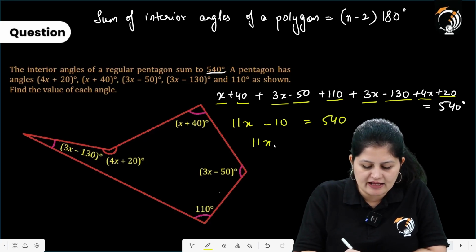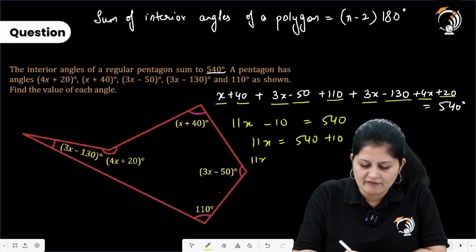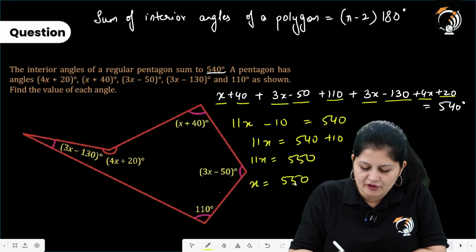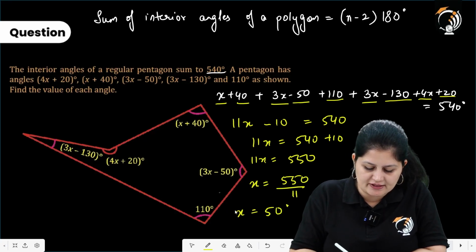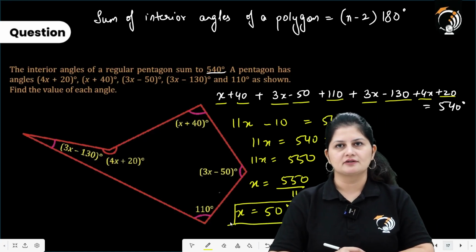So we are getting 11x is equal to 540 plus 10. So 11x is equal to 550. So the value of x is nothing but 550 over 11, so that is coming out to be 50 degrees. That is the value of x that we are going to get here. Is that clear?